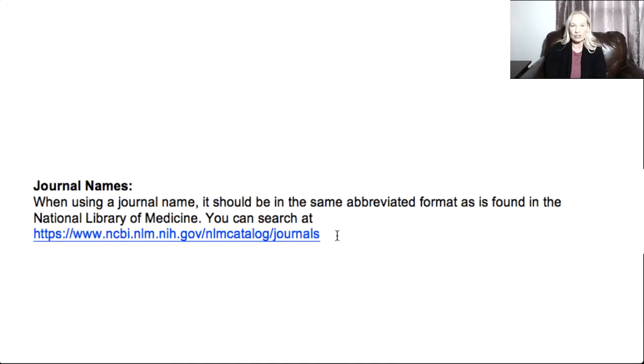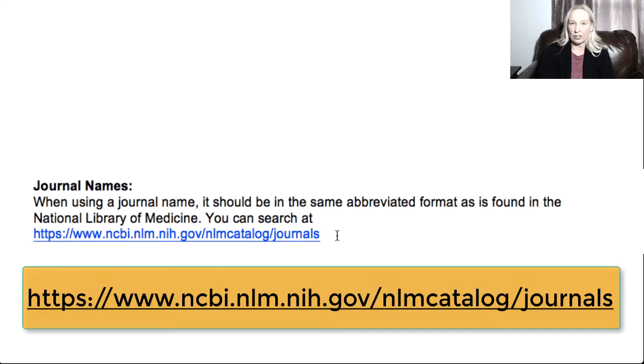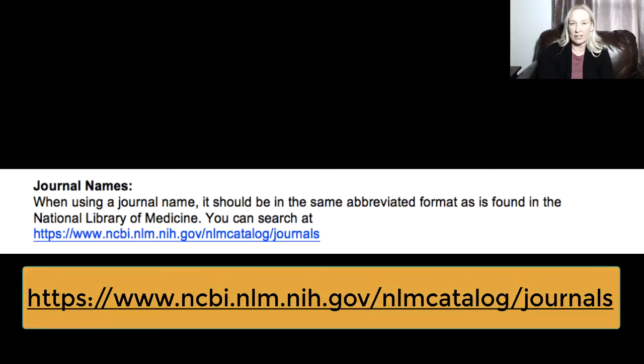All right, so journal names. When using a journal name, it should be in the same abbreviated format as is found in the National Library of Medicine. You can search at a very long URL. It's ncbi.nlm, and I'm not going to say it all, but you can either see it on the blog or you can just pull it up on Google by typing in NCBI NLM journal names. It should give you the catalog.